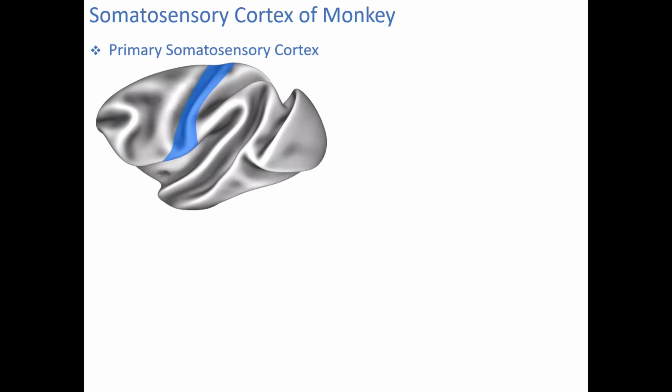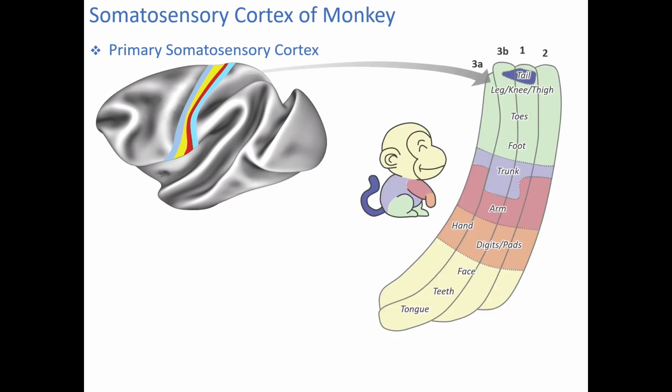The monkey's primary somatosensory cortex is located on the posterior wall of the central sulcus and encroaches onto the free surface of the parietal lobe. Over the last few decades, research on monkeys has defined 4 strip-like areas within this region, namely areas 3A, 3B, 1, and 2. Each of these areas contains a separate body surface representation, which is arranged from the foot and leg on the medial cortex to the face and tongue on the lateral cortex.